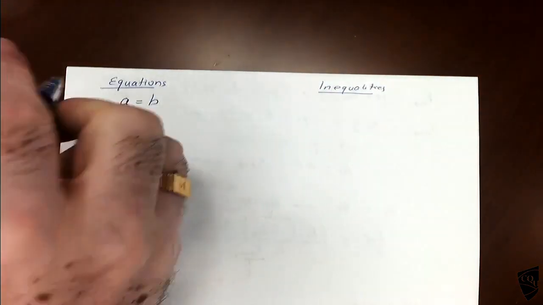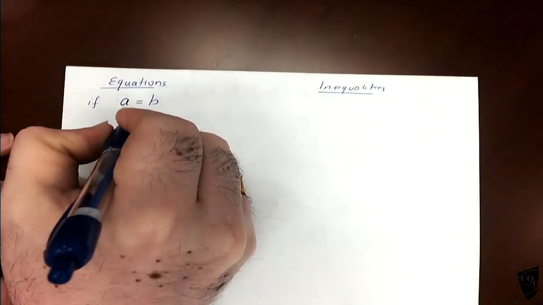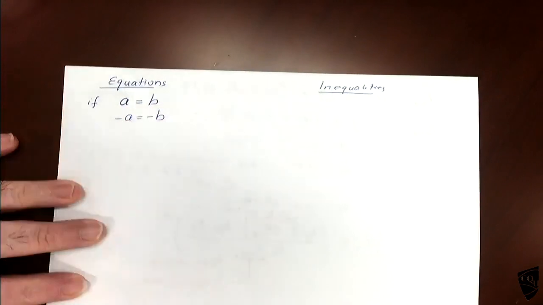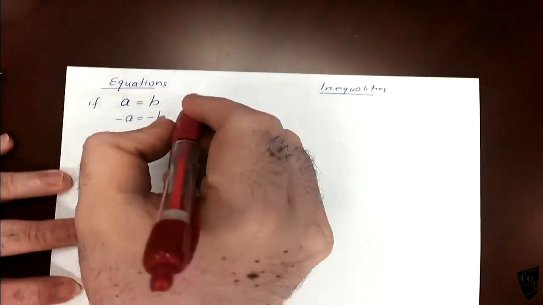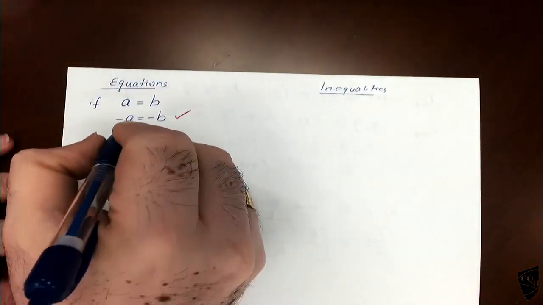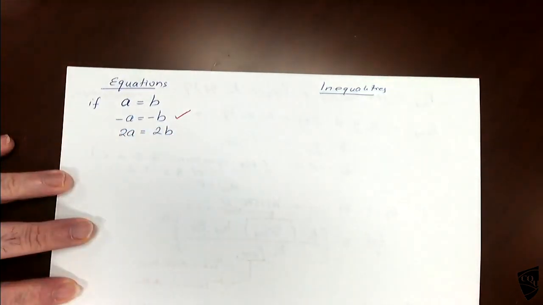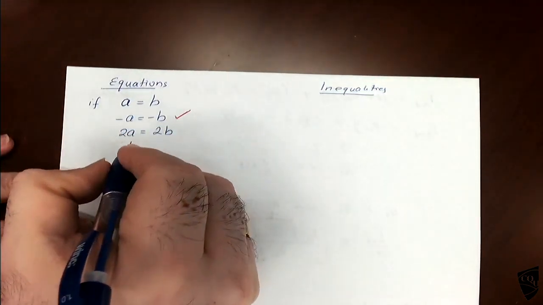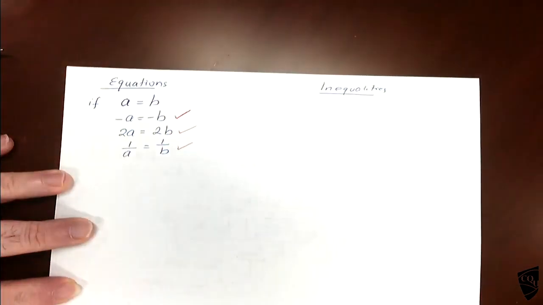So if A is equal to B, minus A is equal to minus B, isn't it? That is correct? Yeah. So this is correct. 2A is equal to 2B. Yeah. 1 upon A equal to 1 upon B. So all are correct?